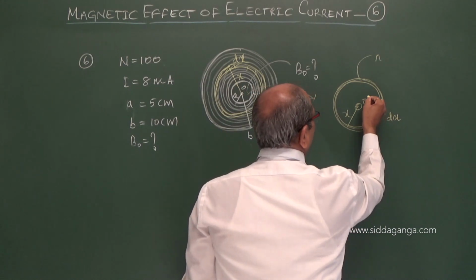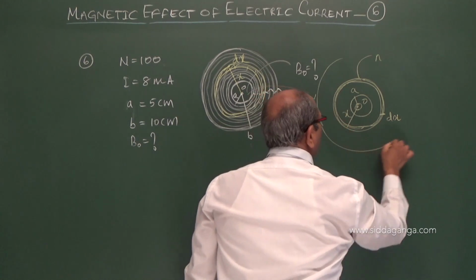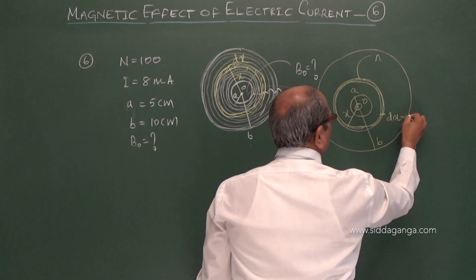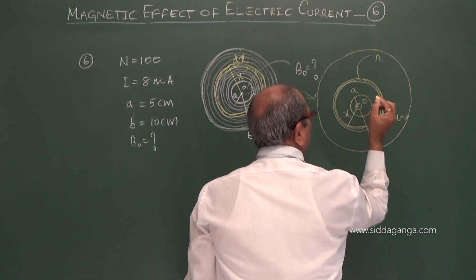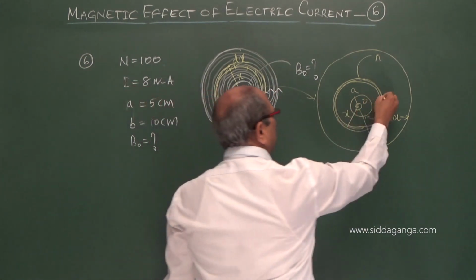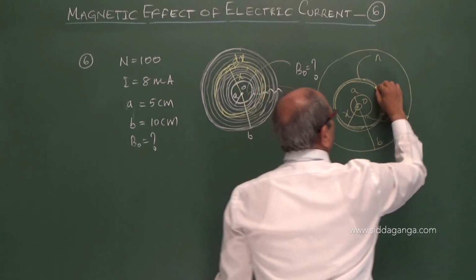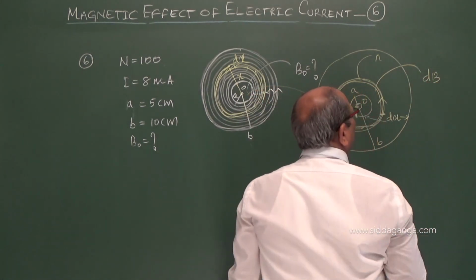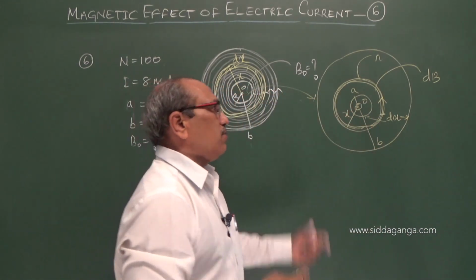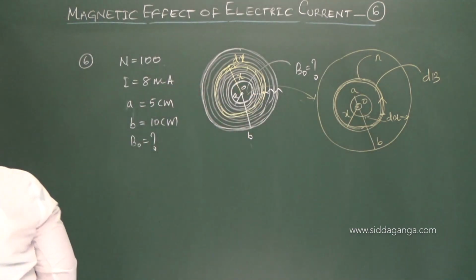This dx may extend from the innermost size a to the outermost size b. So we have to find out the magnetic field produced by this loop at the center. If you calculate and integrate it from a to b, the answer is available. This small thickness is like a ring type, it is a coil.